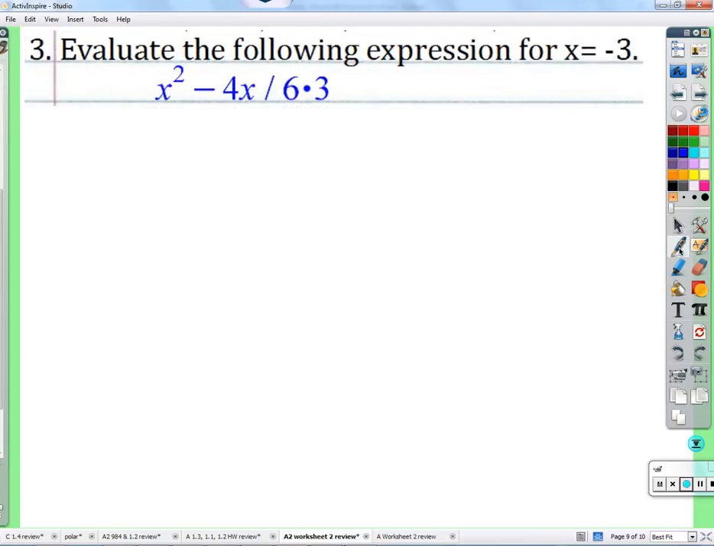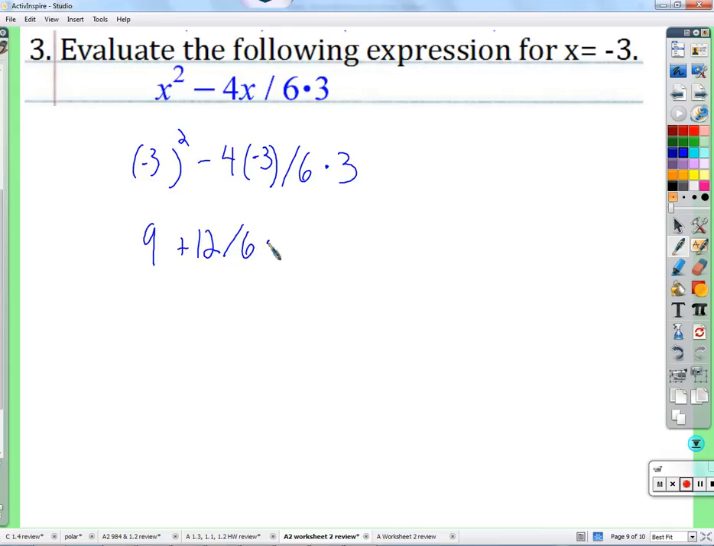Another order of operations. We need a little bit more practice. Remember to use parentheses where all the x's are so that you make the substitution exactly as it's supposed to be done. Get negative 3 in here, negative 3 in here. Okay, negative 3 squared, that's negative 3 times negative 3, so that's positive 9. And negative 4 times negative 3, right, so we'll multiply these together first. That's 12, plus 12 divided by 6 times 3.